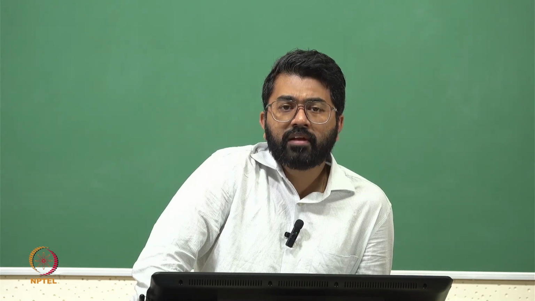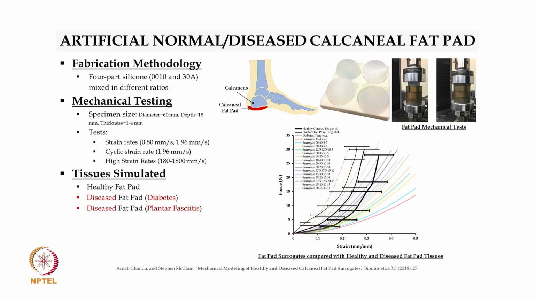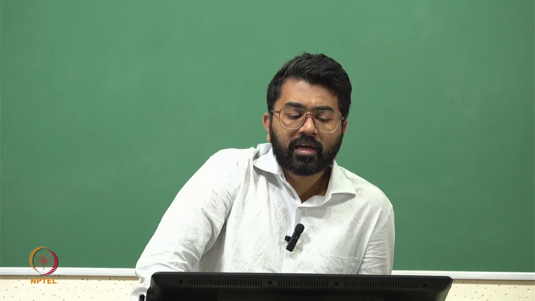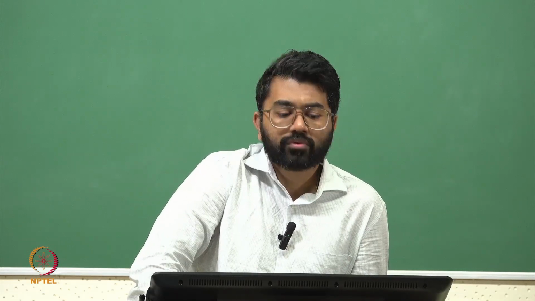So the 4-part silicone mixture was again made with two different sets of silicone, one with a Shore hardness of 10A on the Shore hardness A scale. Typically this Shore hardness value is measured using a durometer. A durometer is a measurement device with a small indenter which you place on any of the soft materials to measure Shore hardness, right? 30A is a little higher on the Shore hardness, right? They were all mixed in different ratios, right? That gave us a bunch of specimens.